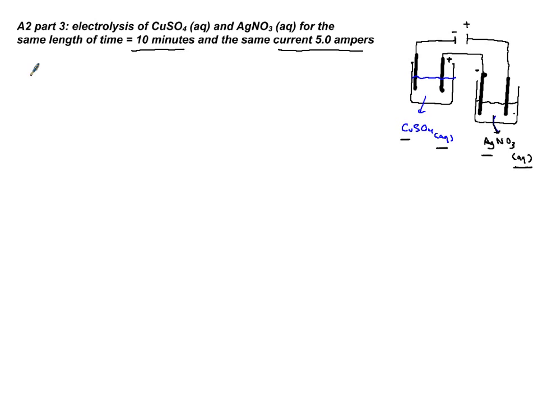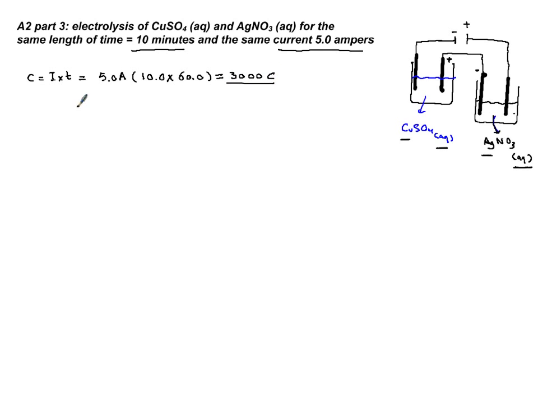I'm going to calculate charge, which is current times time in seconds. I have 5 amperes multiplied by 10 minutes. I will convert it to seconds, so I multiply that by 60. When we do that, we get about 3,000 coulombs of charge.